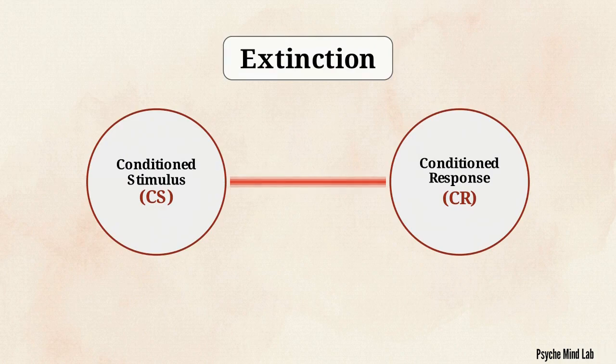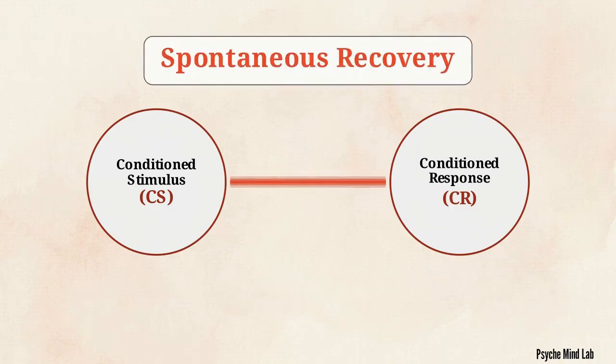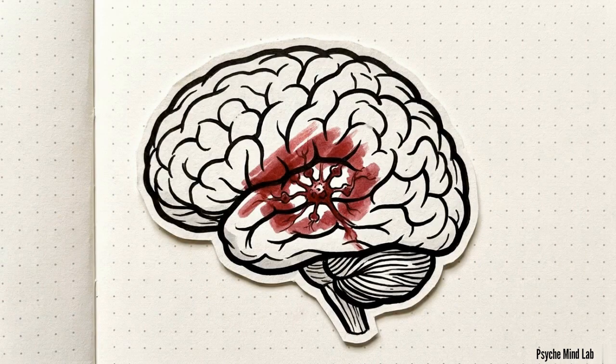If the conditioned stimulus is repeatedly presented without the reward or punishment, the learned response gradually fades. However, after a resting period, a dormant response can suddenly reemerge. This is known as spontaneous recovery. These associations are rarely fully erased. They simply go dormant, illustrating how deeply these survival mechanisms are embedded in the brain.